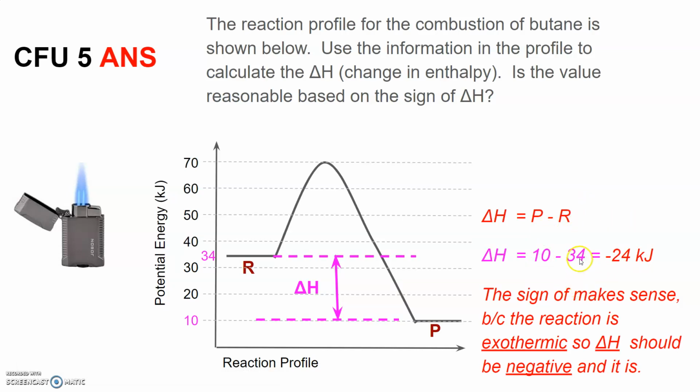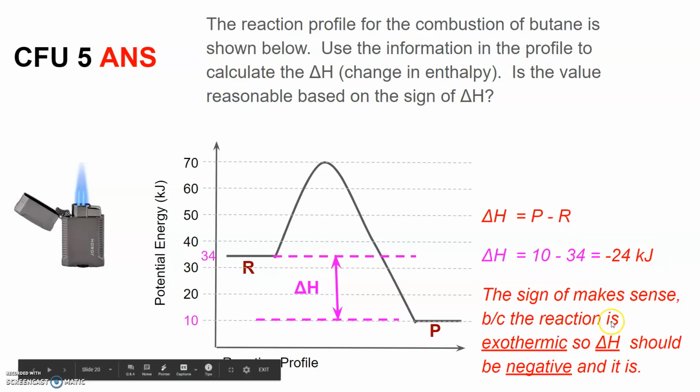Now, let's say you didn't do that correctly and you got +24. Well, if you got positive, it wouldn't make sense, because remember, for an exothermic reaction, it's releasing heat. So delta H would be negative, right? Because it's losing heat. So if you got a +24, you would want to flip the sign. You knew you made a mistake. And if you got a -24, as I got, then your answer makes sense. The sign makes sense because it's exothermic, so it should be negative.